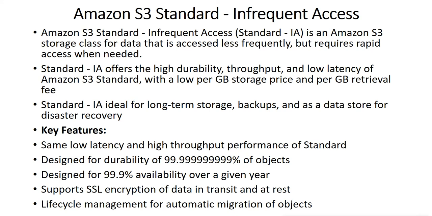The key features are the same low latency as Standard and high throughput, and the same durability. It's designed for 99.9% availability, whereas Standard is 99.99% availability over a given year. Like S3 Standard, S3 IA also supports SSL encryption of data, and we can set up lifecycle management for auto migration of objects. I'll show in the lab how to set that up.